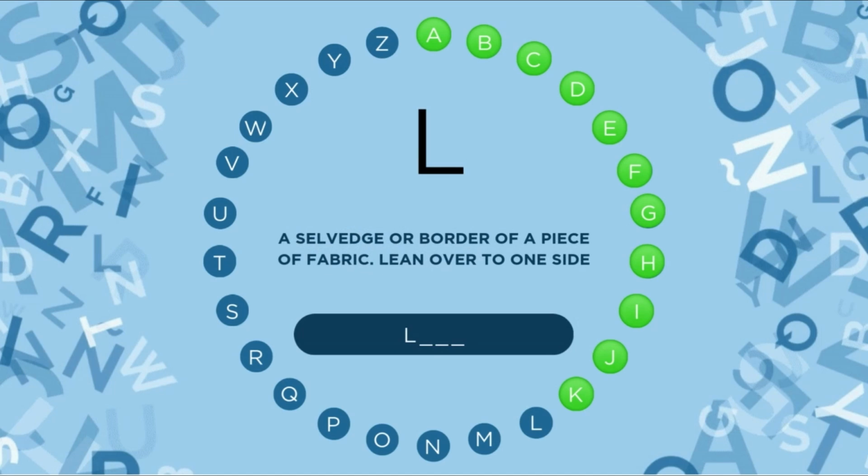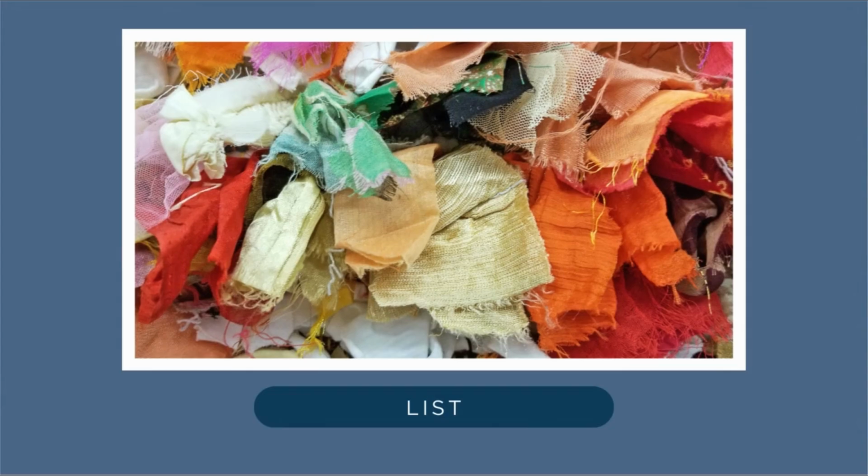A selvage or border of a piece of fabric, or lean over to one side, beginning with the letter L. And the answer is list. Very well done if you got that.